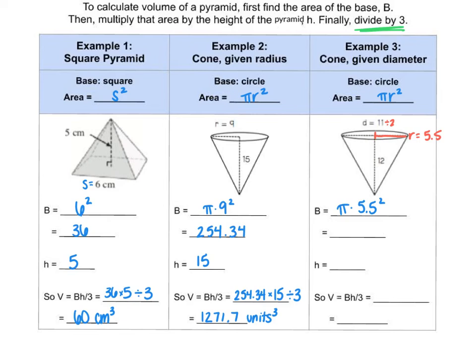And that gives me 94.985. I'll go ahead and just keep all 3 of those decimals. The height of this particular cone is 12, so my volume is going to come from 94.985 times 12, and then divided by 3. And that gives me a final volume of 379.94. And again, I'm just going to write units cubed.